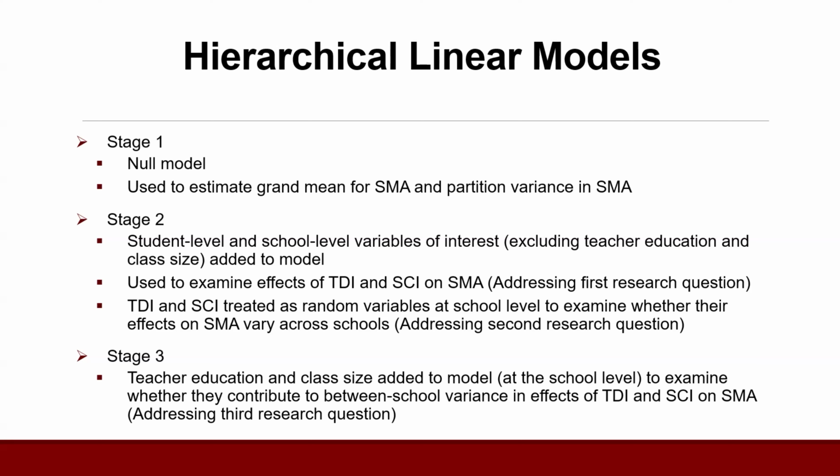At the second stage, we added the student level and school level variables of interest. That enabled us to address the first research question by looking at the effects of the instructional practices. And the instructional practices were treated as random variables at the school level so that we could see whether those effects were varying significantly across schools, addressing the second research question.